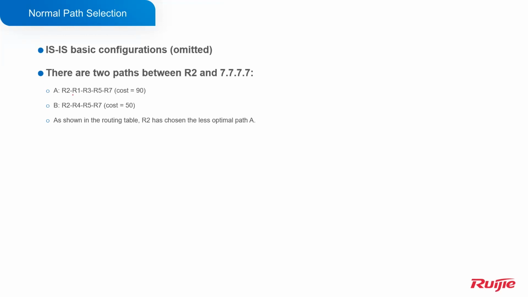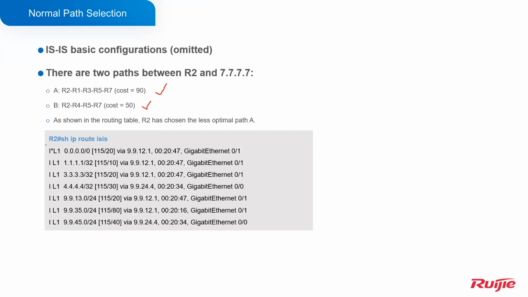And there are two paths between router 2 and the destination 7.7.7.7. Path A is from router 2, 1, 3, 5, and 7. The whole cost is 90. But another path is from router 2, router 4, router 5, router 7, and the whole cost value is 50. So we hope that router 2 can select the second path. But as a configuration, if you don't add the route leaking function, maybe router 2 will choose the first path as the best path.